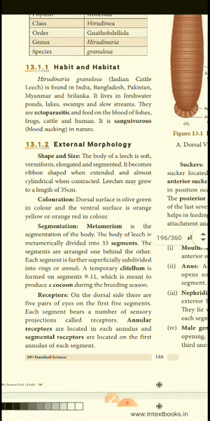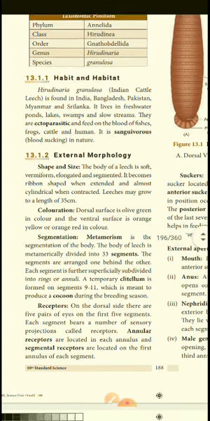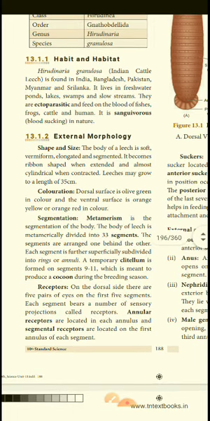It is ectoparasitic. Ecto means outside, while endo means inside. So it lives on another host, outside the body. It feeds on blood: it sucks the blood of frogs, cattle and humans. Because it sucks blood, it is called sanguivorous.